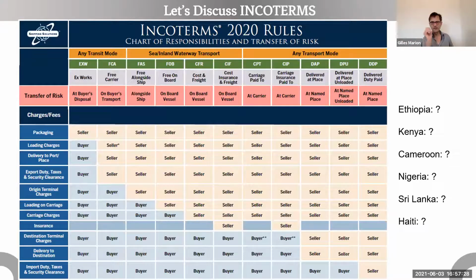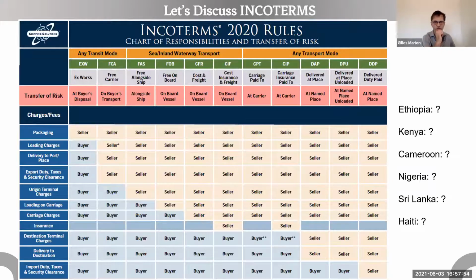And on the other side, you have the full responsibility, for air transport or any transport mode: the DDP, delivery duty paid. This is when all the responsibilities are on the seller. So those two are quite simple to understand because they are the extreme ones. But in the middle, you have all kinds of different responsibilities.